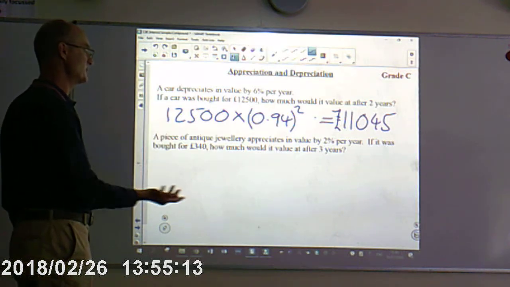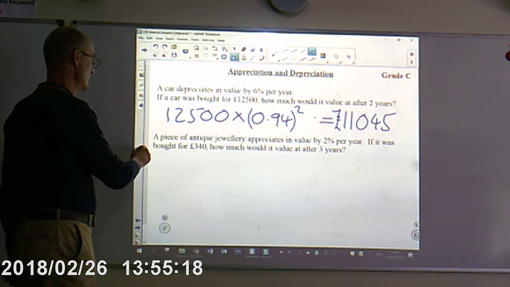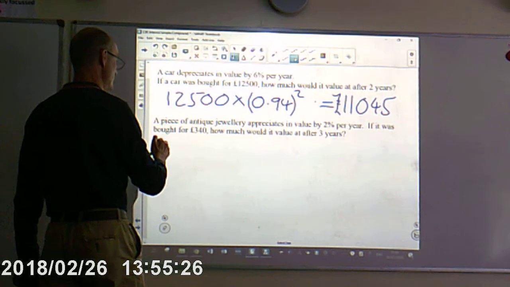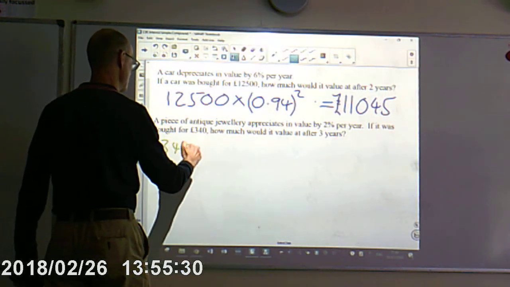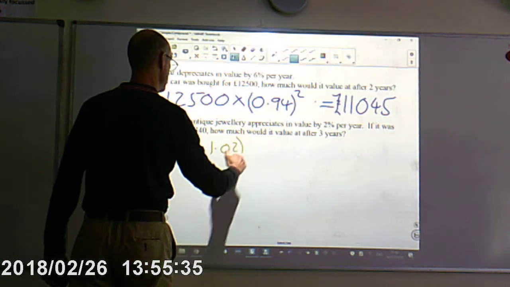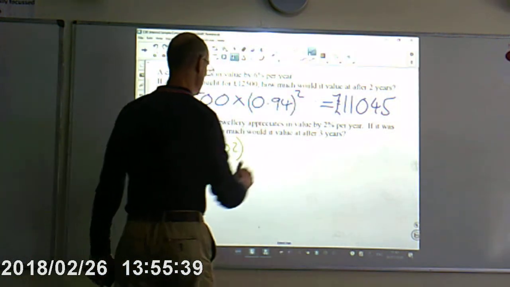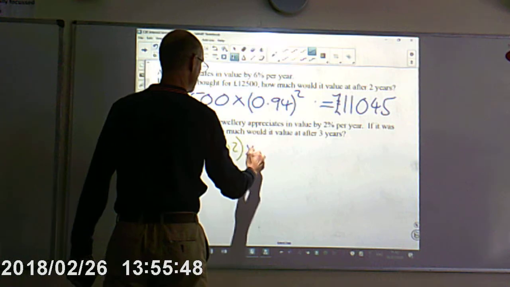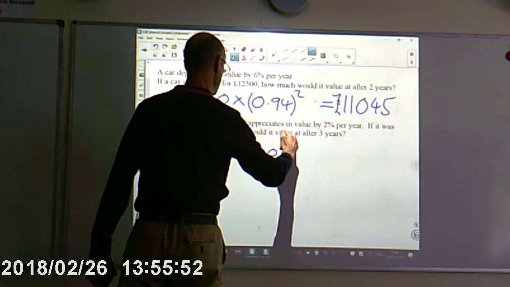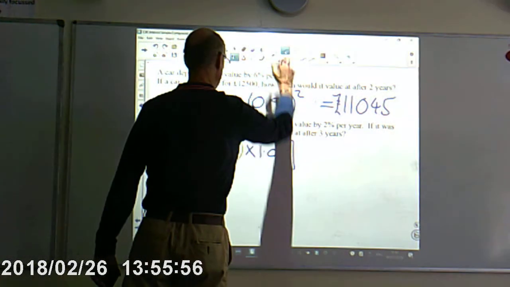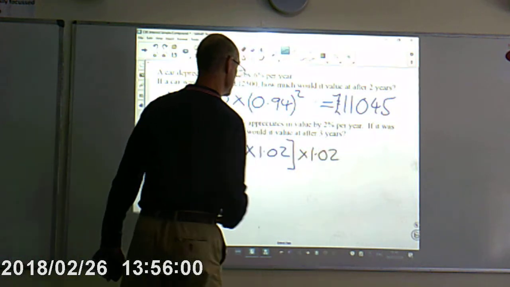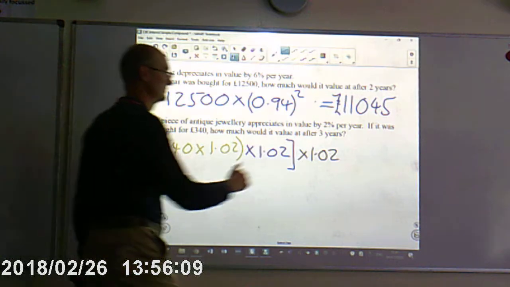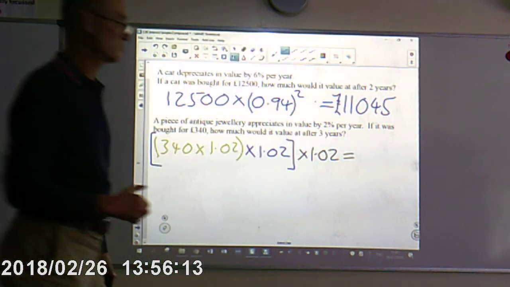Similarly, this fancy jewellery is going up in value by 2% each year. It's bought for £340. How much would it be after 3 years? So, first year with 340 times 1.02. So that would be the first year. The second year, multiply that by 1.02 again. That will give me the second year result. And then I'll multiply it by 1.02 again to give me my third year result. So first year result, second year result, third year result. Comes out as £360.81.